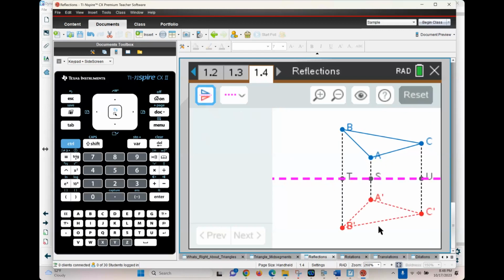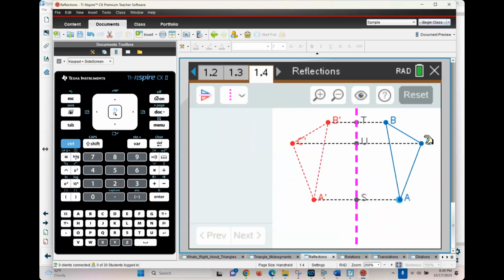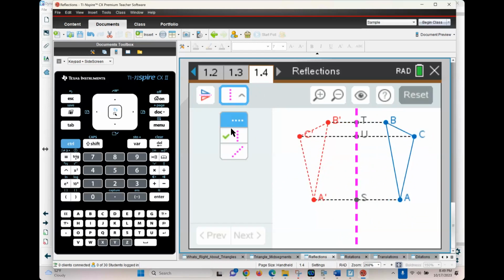And you'll notice as I reflected it, you can see what happened. But also I asked it to put in these connected segments because I want to see that B prime is the image for the pre-image B and so on, and that these are perpendicular and that these are halfway between. Okay. And if I want to change the reflection line, I can go from a horizontal to a vertical, and then I can grab point B and point A and point C and do all kinds of manipulation and experimentation. And then I can even go with a slanted line.